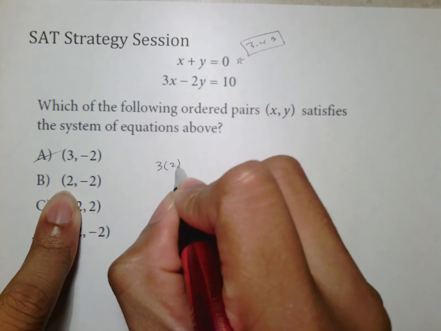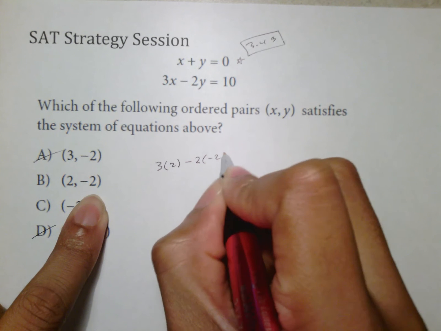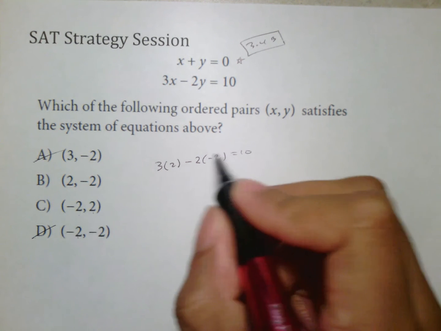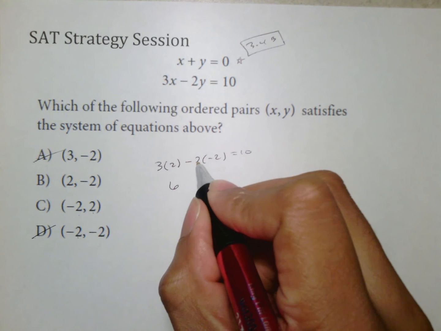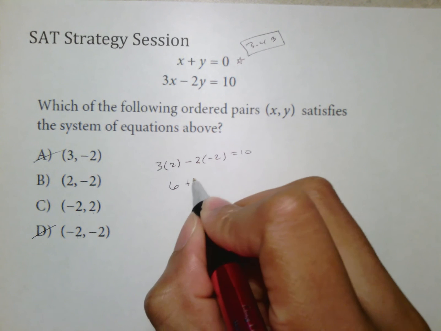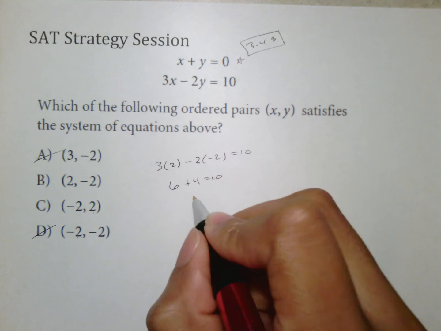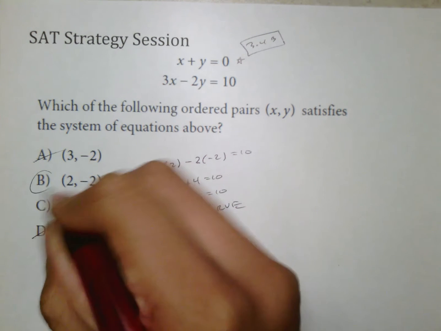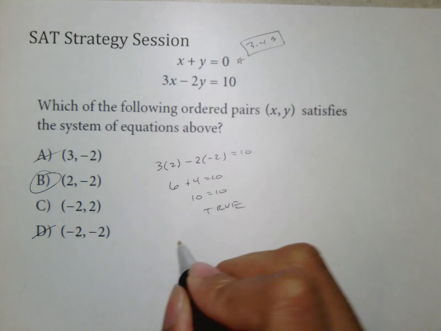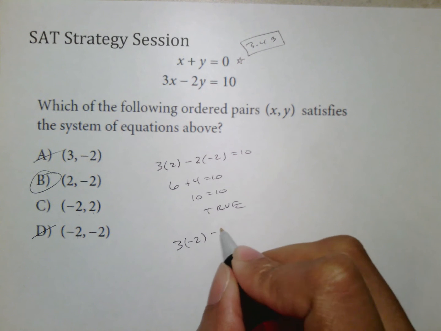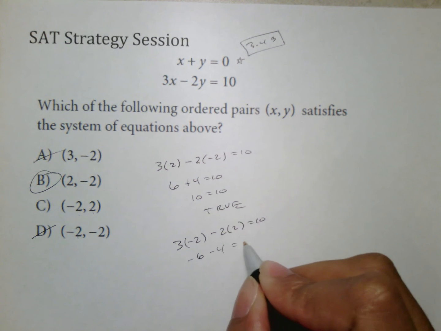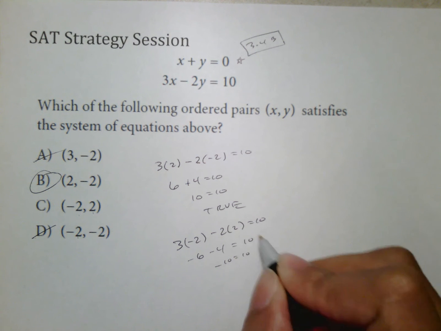What I will do is check this with the bottom equation. So 3 times 2 minus 2 times negative 2 equals 10 is what that says, and we'll see if this is true. 3 times 2 is 6. Remember, this is a negative 2 times a negative 2, which makes a positive 4. And 6 plus 4 is 10, which means that since this is true, your answer is B. The other one doesn't work because when you go to work it out, you get negative 6 minus 4, which is actually negative 10 equals 10. So yes, your answer is B, not A.